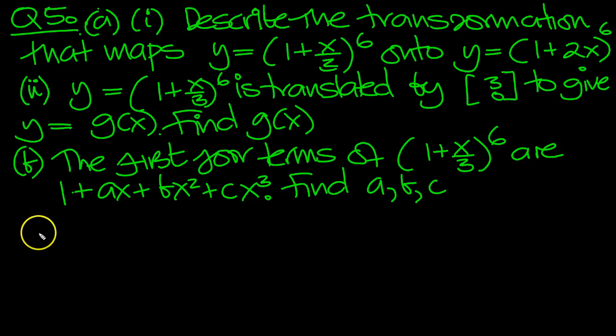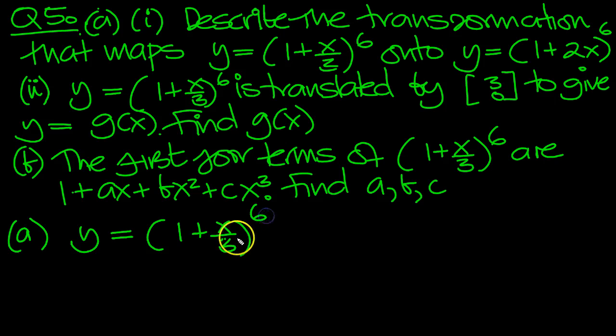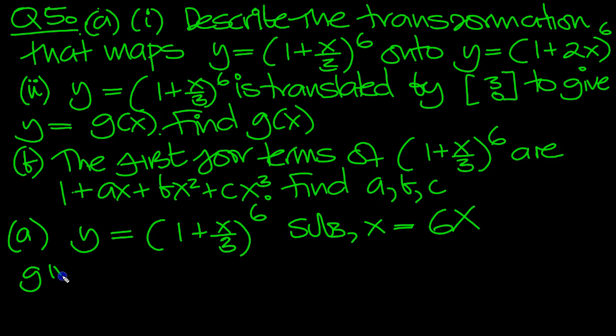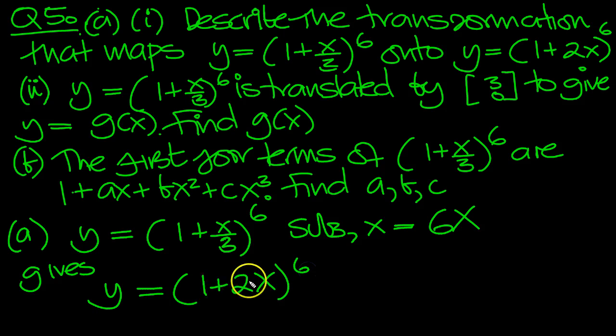So first of all, we start with this function, y equals (1 plus x over 3) to the 6. Now we want to get to 2x, don't we? So if I let x equal 6 of capital X, so let's substitute that, we end up with y equals, replacing x by 6X, 1 plus 2 of capital X to the 6th, which is where we want to go. So this is the substitution which will translate this function into this function.